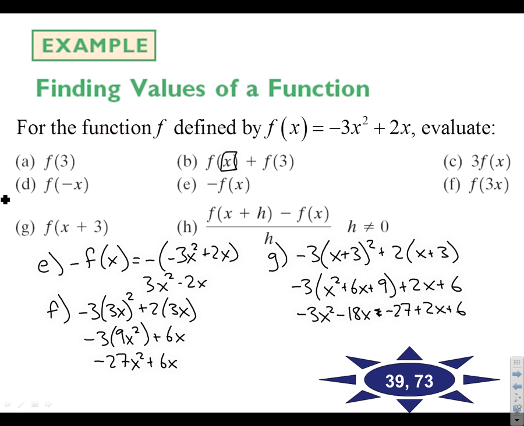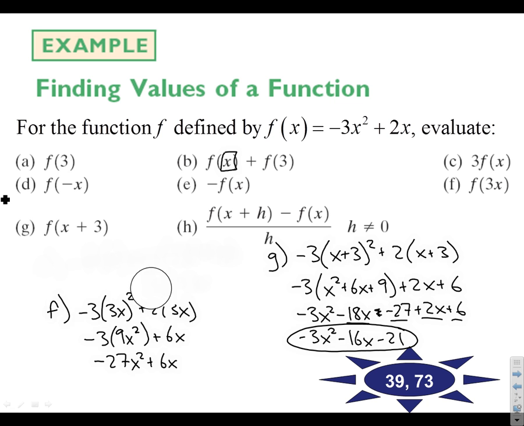Let's clean it up. Negative 3x squared, and we'll put these two together, minus 16x, and we'll put these two together, minus 21. All right. And last one here, this should look somewhat familiar. This is the difference quotient.